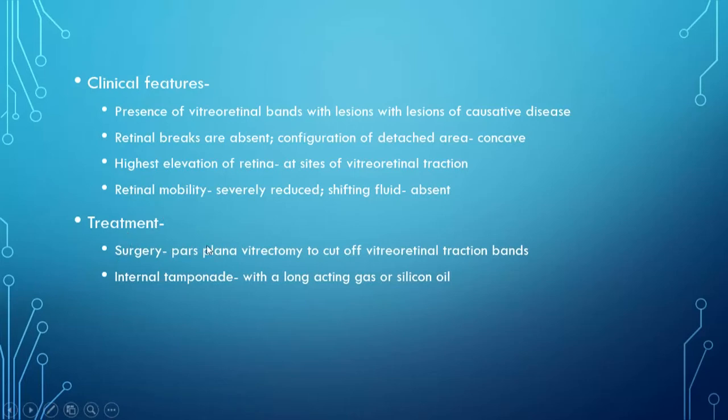Coming to the treatment part, again, surgery, pars plana vitrectomy has to be done to cut off the tractional bands, and internal tamponade can be given. Either you inject a long-acting gas or a silicone oil, which causes internal tamponade.